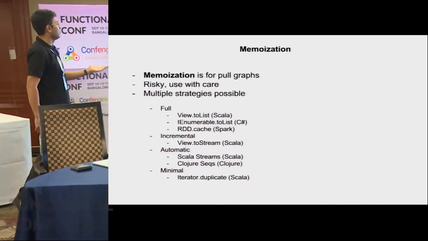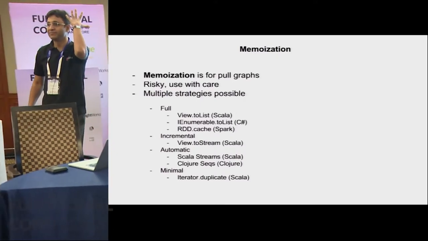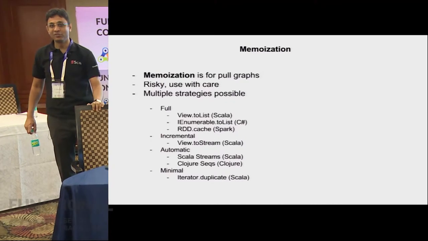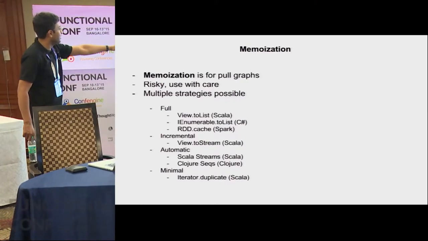One, the simplest, is the full. You say on a Scala view, if I call toList, it will all come into memory. Right? It's not only the five elements. Everything will come into memory. So that is one approach. The same goes for toList or RDD cache.